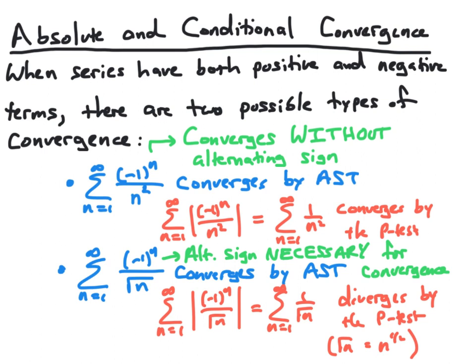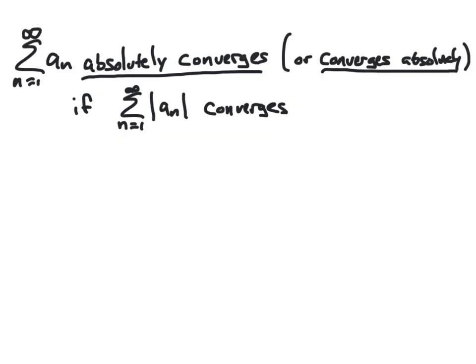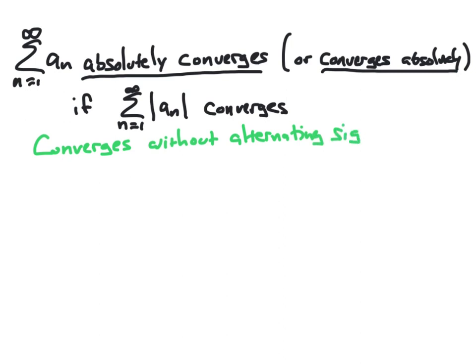We give these two different types of convergences names. First, we say that the series from n equals 1 to infinity of a sub n absolutely converges, or converges absolutely, if the series of absolute values, the series from n equals 1 to infinity of the absolute value of a sub n, converges. This means that our series will converge without the alternating sign. This is what the absolute value is taking care of. It's getting rid of the alternating sign and making all of the signs positive.